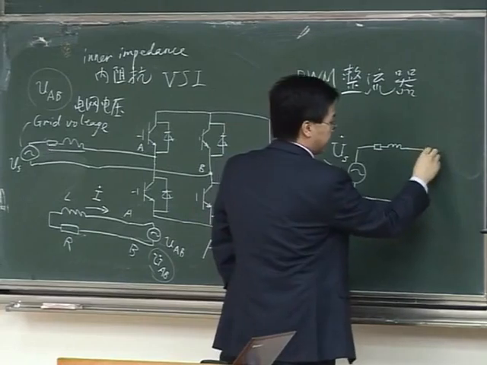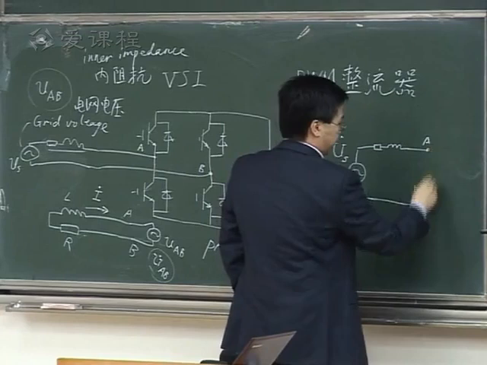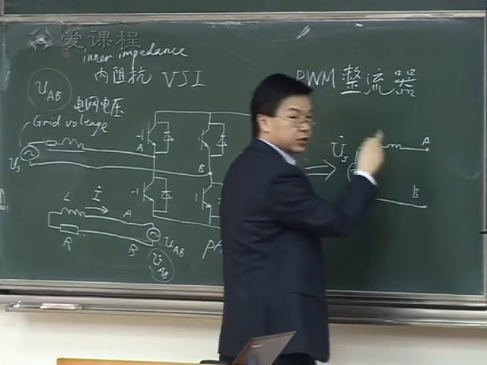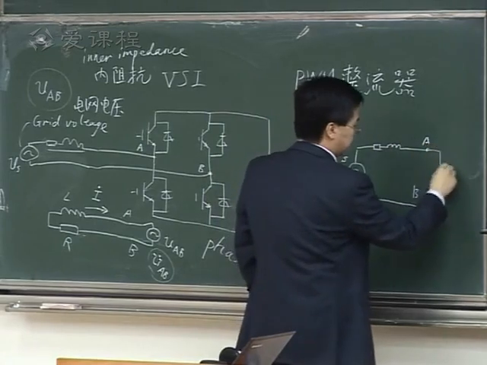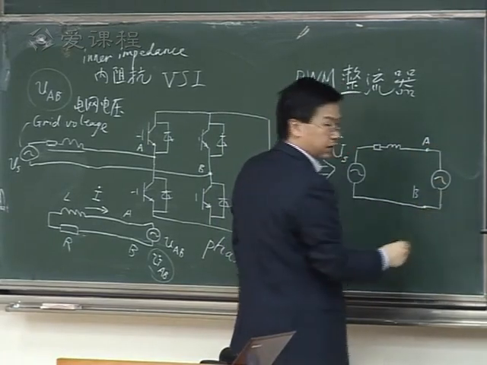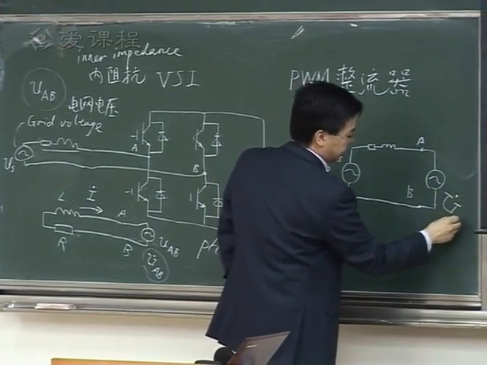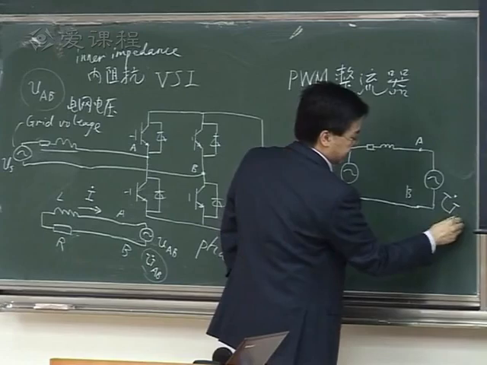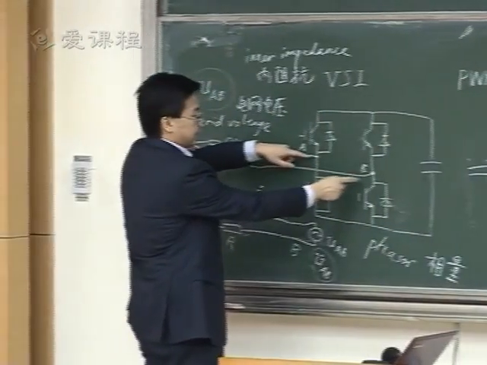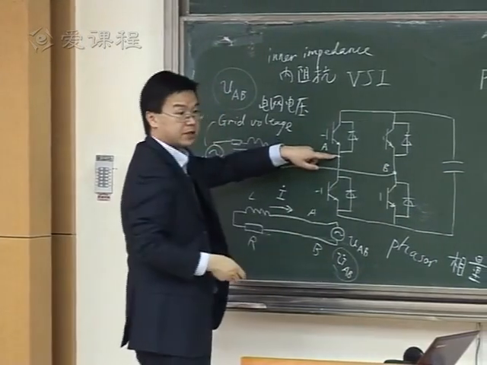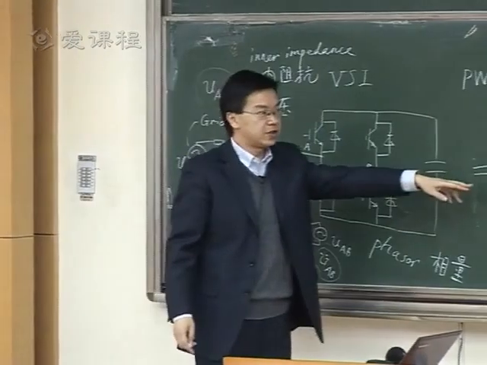And then between point A and B, for this voltage source inverter under PWM control, we can always consider that as a sine voltage source. Therefore, I can use another phasor to represent the voltage you generate in the AC side of this voltage source inverter, UAB. Okay? So this will be the equivalent circuit.